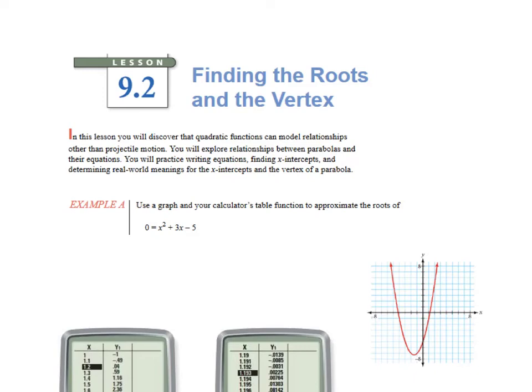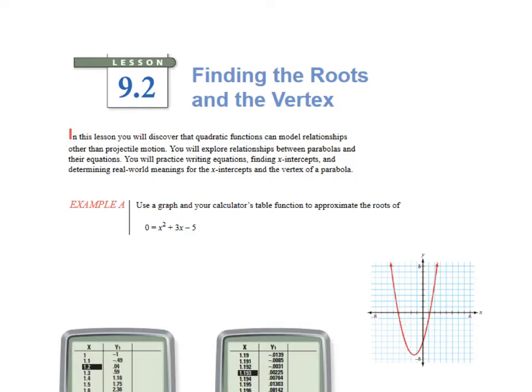We are on to section 9.2, finding the roots and the vertex. In this lesson, you will discover that quadratic functions can model relationships other than projectile motion. You will explore relationships between parabolas and their equations. You will practice writing equations, finding x-intercepts, and determining real-world meanings for x-intercepts and the vertex of a parabola.